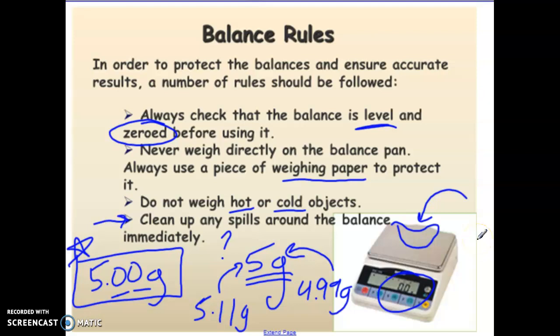So I hope this helped you with starting to look at measurements in science. Hopefully this helps you not only for chemistry, but for any other science course that you are doing.